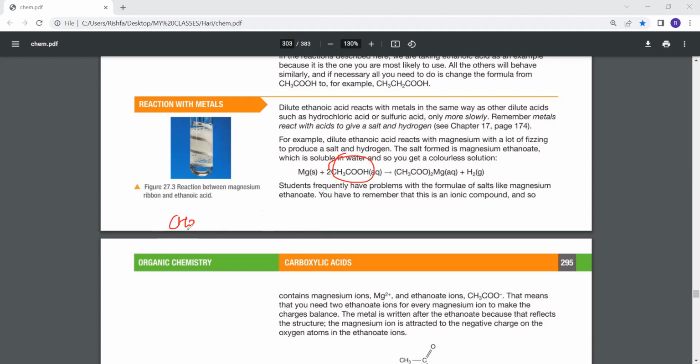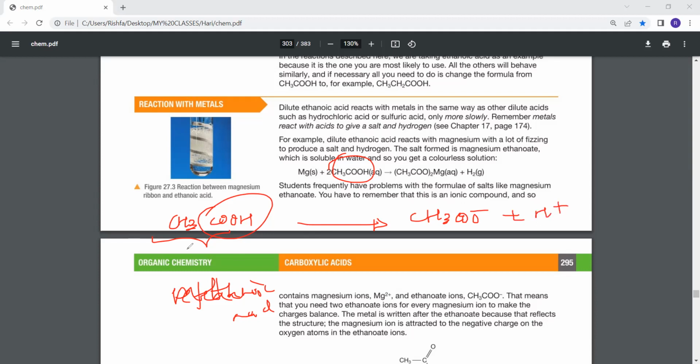Now in the same way, this is also still an acid. If I write CH3COOH, it's a carboxylic acid. This is 2 carbons, so ethanoic acid. Clear? Now, for ethanoic acid, how do I write the dissociation? The negative ion goes like CH3COO minus, plus H plus. Clear? This is how we write it.